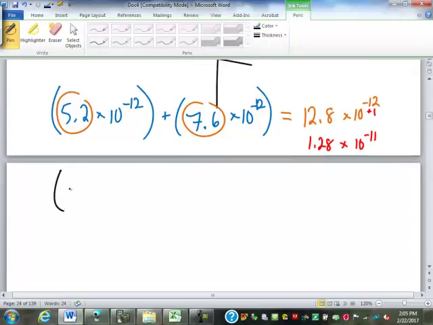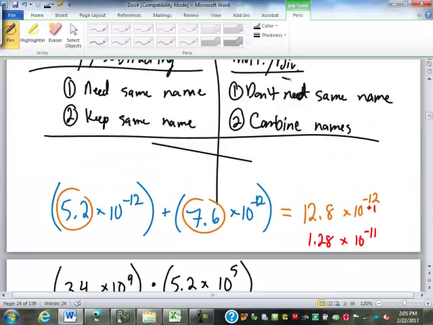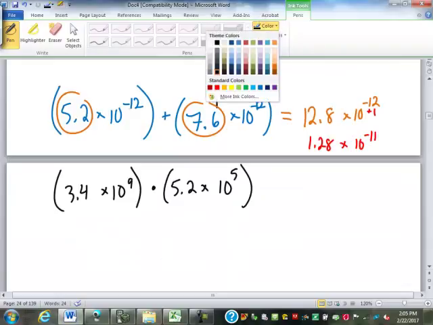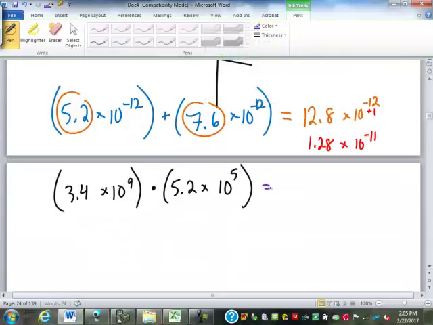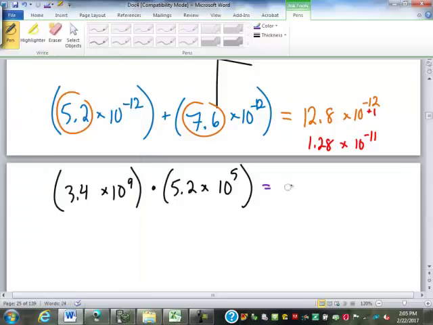But let's look at multiplication. 3.4 times 10 to the 9th times 5.2 times 10 to the 5th. Remember, when we multiply or divide, we don't need the same name. We're going to combine the counts. We're multiplying, so we're going to combine the counts of multiplication. So 3.4 times 5.2. It's 17.68.